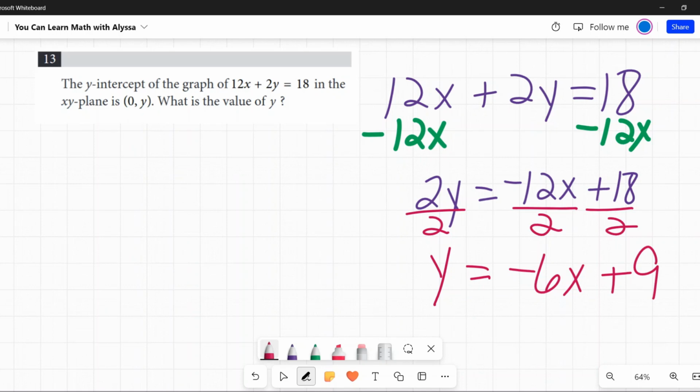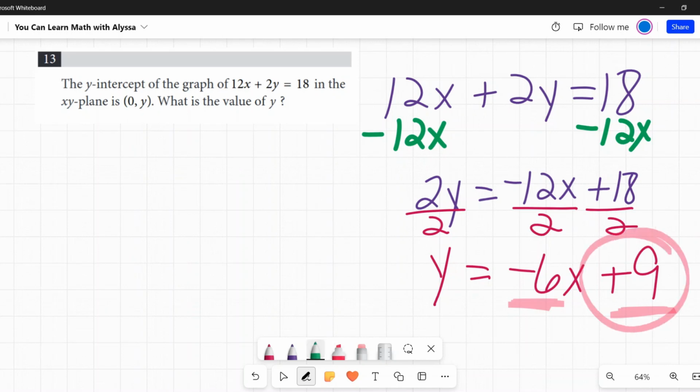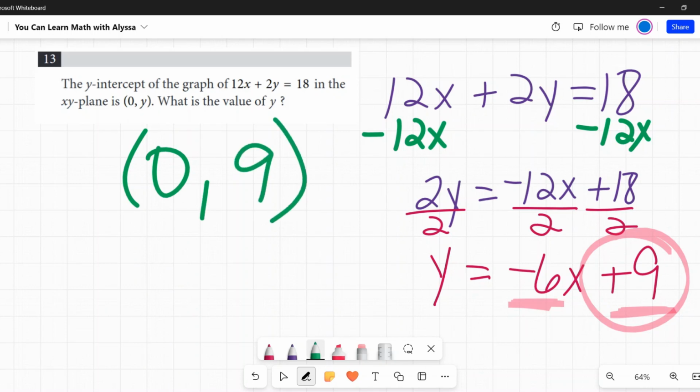So when you have something in the form of y equals mx plus b, the m, the constant next to the x, is our slope, and the number that's all by its lonesome is our y-intercept. So here our y-intercept is 9. So the coordinate for that y-intercept would be (0, 9). What is the value of y? It is 9.